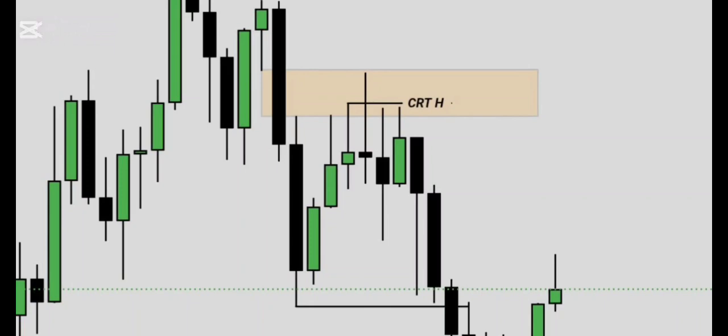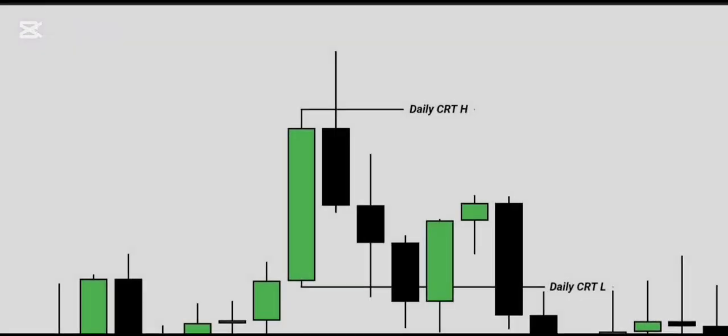So number one, external range liquidity, hold high and hold low. Number two is an FVG. Always look for your CRT at the area of key levels. Okay, and the last key level I use is lower time frame CRT in a higher time frame CRT. This one is very, very effective. It's one of the best key levels you can use. Lower time frame CRT in a higher time frame CRT.